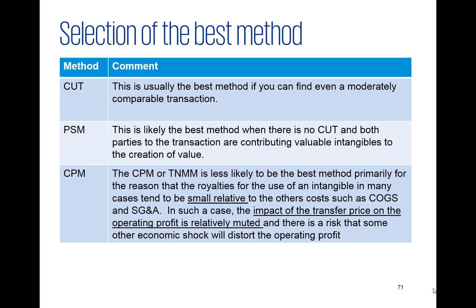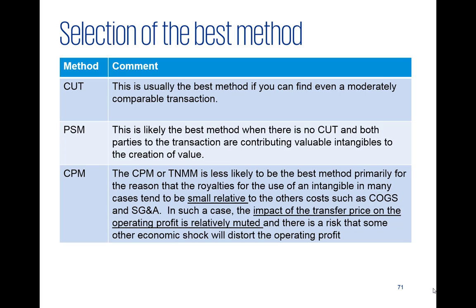The CPM is a method that you can use when other methods aren't available to you. So suppose that there is no good CUT, or even a bad CUT, to really think about using, and the profit split doesn't seem appropriate. You can use a CPM to look at the simpler of the two parties, and therefore probably the one who does not own the intangible. What is its profitability, and is it a reasonable level of profit after paying the royalty for the use of the intangible? The challenge of this is that these royalty rates for intangibles tend to be relatively small.